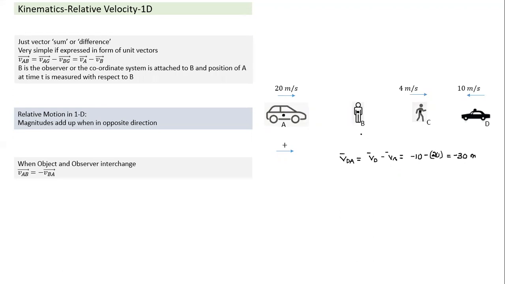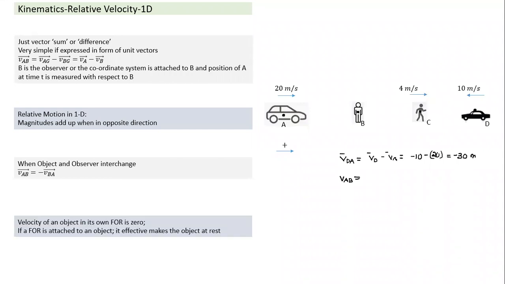To B, car A will be moving towards the right with 20 meters per second. To C, car A will be moving towards the right with 16 meters per second. Where both are in the same direction, it takes the difference. To car D, A will appear to be moving towards the right with 30 meters per second. They are in opposite directions, so it adds up. Whatever velocity A observes for D, D will observe the opposite velocity. So when object and observer interchange, the relative velocity also becomes inverse. And one more important point we can keep in mind.